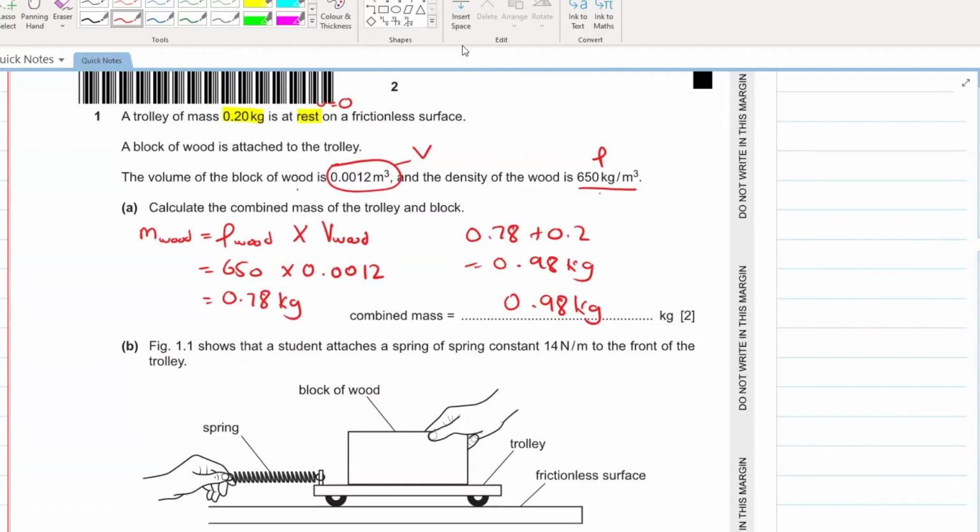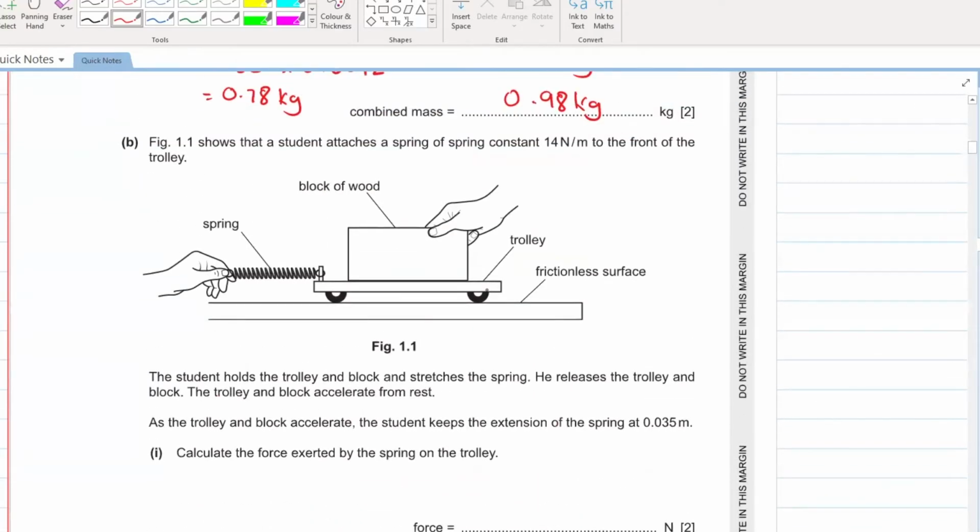Yep, very good. Let's see this. Figure 1.1 shows that a student attaches a spring of spring constant 14 Newton per meter to the front of the trolley. The student holds the trolley and block and stretches the spring. So the student is holding this trolley and this block, and it is stretching the spring. He releases the trolley and block.